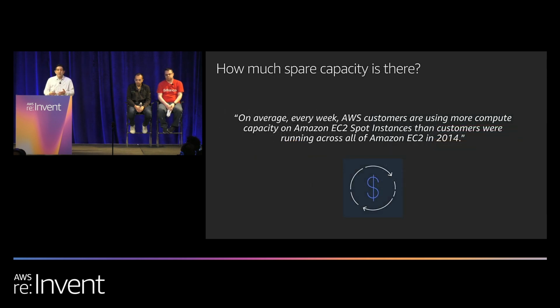So again, I can't give you the exact number, but some other hints, right? A quote I like to talk about is basically, on average, every week, AWS customers are using more compute capacity on EC2 Spot instances than customers were running across all of Amazon EC2 in 2014, right? So just on Spot, we're running more than all of EC2 back in 2014. So you can see the tremendous growth and the tremendous access you have to our spare capacity.